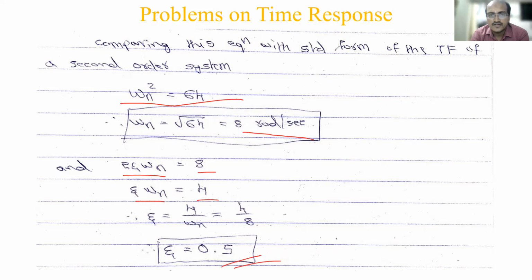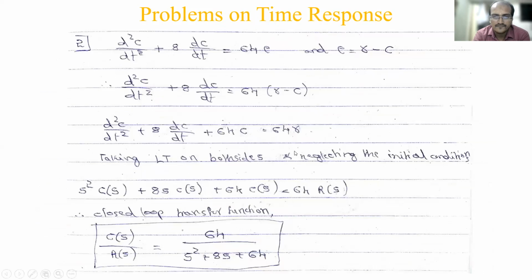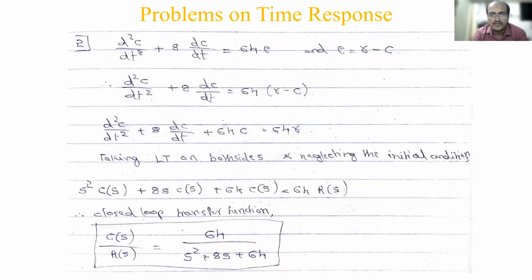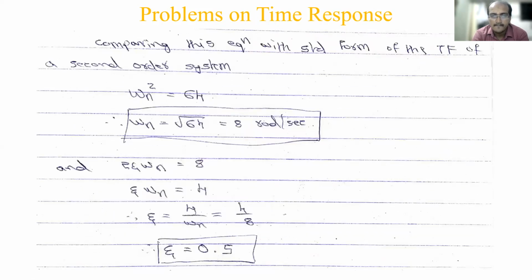I hope you are able to understand these calculations. We'll send you the notes of this after this session. So this is the question, simple. They asked a differential equation, so you rewrite the equation, apply the Laplace transform, write down the closed loop transfer function, and compare it with the standard transfer function of the second order system. So you got the omega n and zeta values.